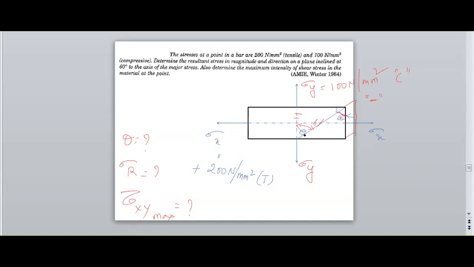That means here the y-axis is the minor axis, and sigma x is the major axis. Minor and major axis. Therefore, in the problem, please read the problem. A plane inclined at 60 degrees to the axis of major stress.